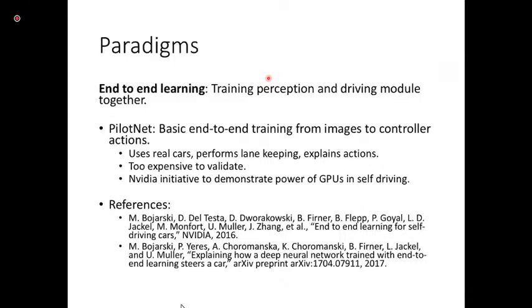End-to-end learning means that you don't have to do all these separate semantic segmentation algorithms, separate object detection algorithms, separate pedestrian detection algorithms, separate traffic light detection. All this information is there in the input image. So you just take the input image and directly output the controller actions. Controller actions are basically brake, throttle, and steer.